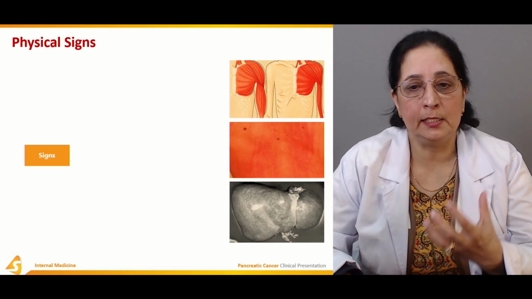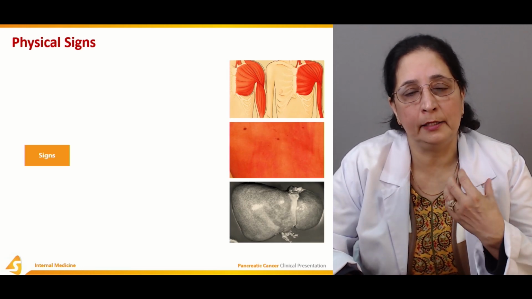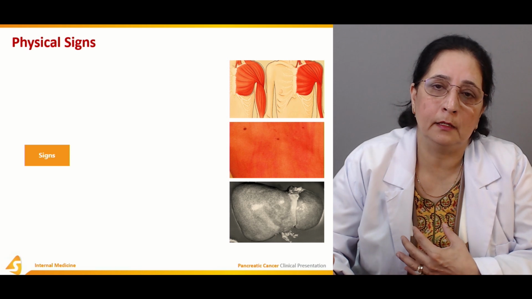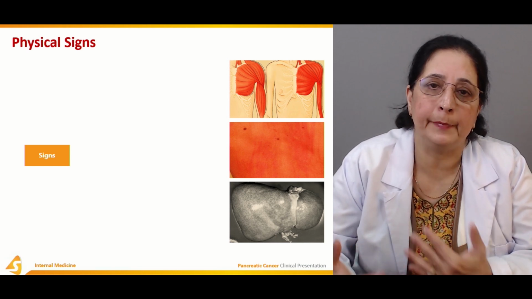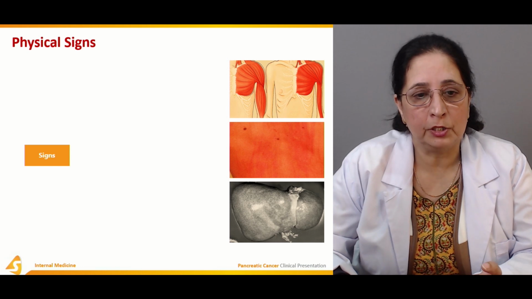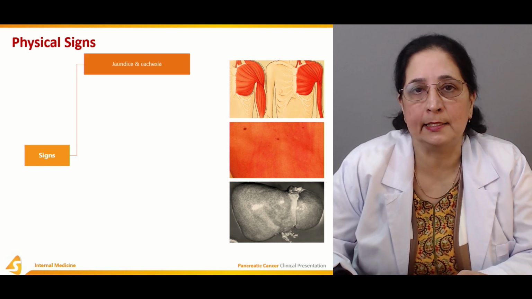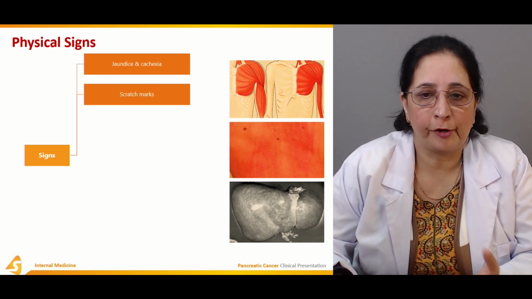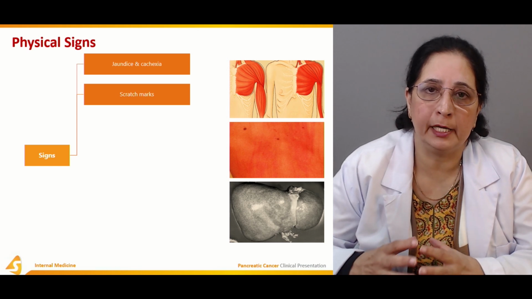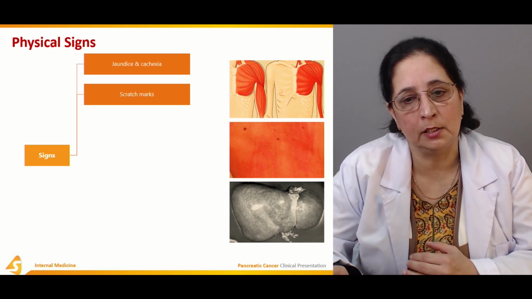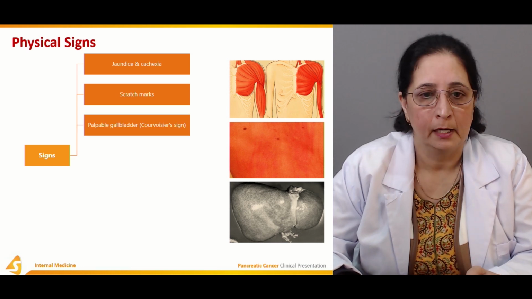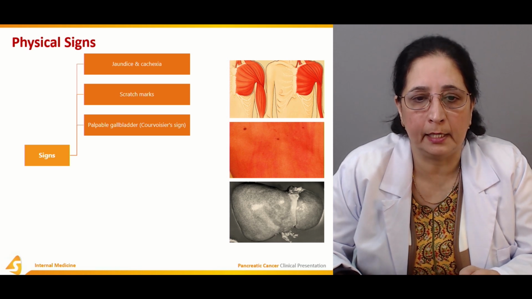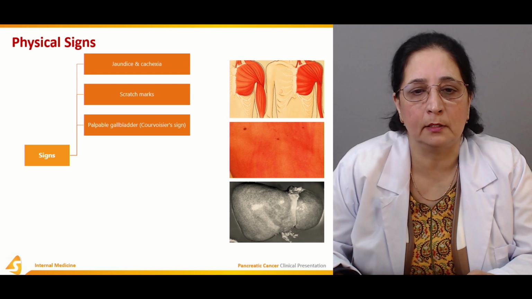Physical signs. Signs are the things you can see or observe. Symptoms are the complaints that the patient tells the doctor. So signs are jaundice and cachexia. There is weakness and jaundice. Scratch marks are there because of the itching and pruritus as a result of the jaundice. Palpable gallbladder: when the gallbladder is palpable, that is known as the Courvoisier sign.